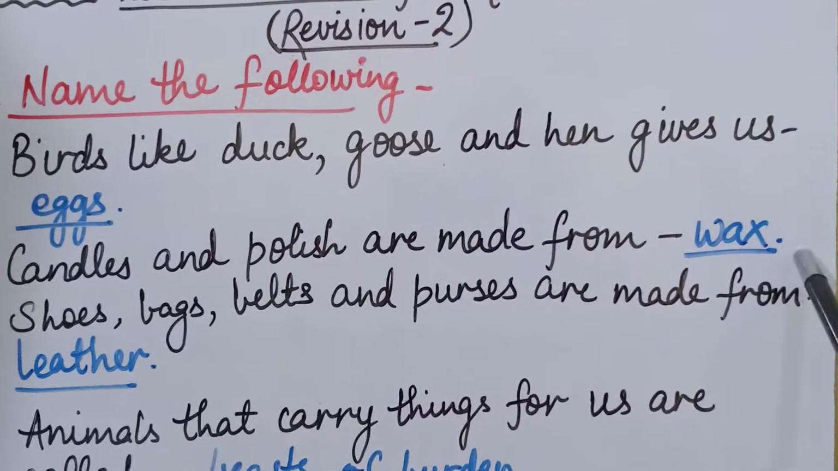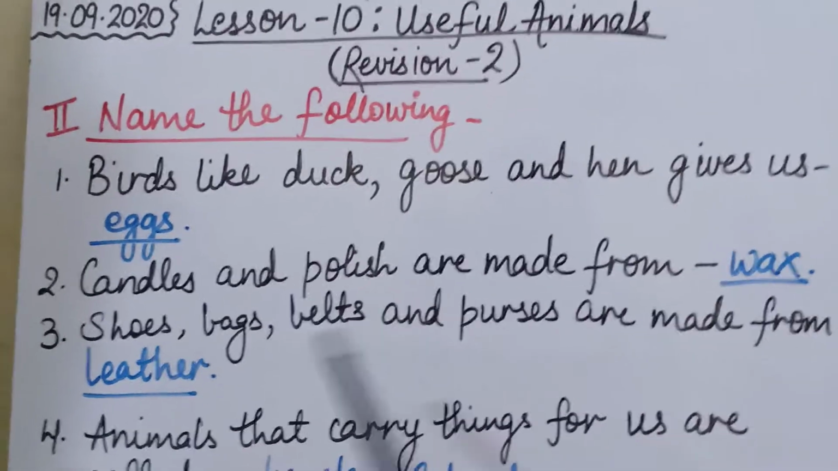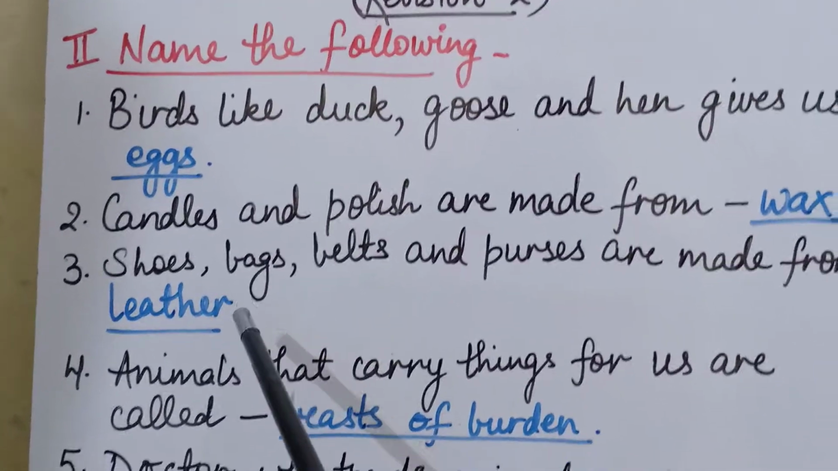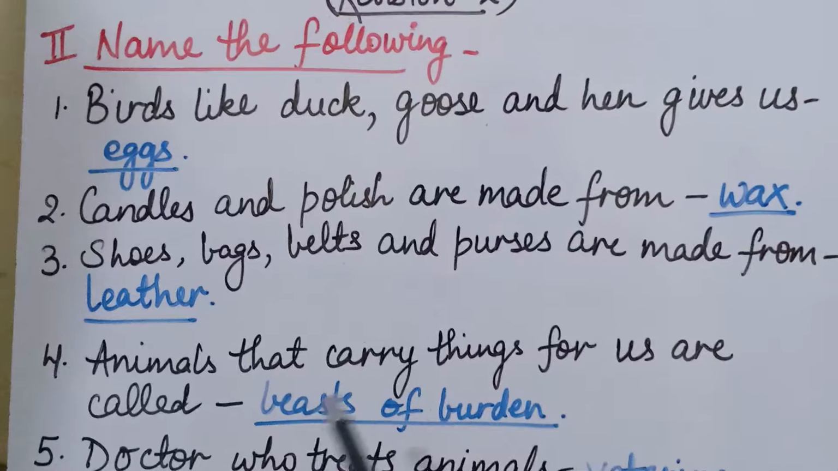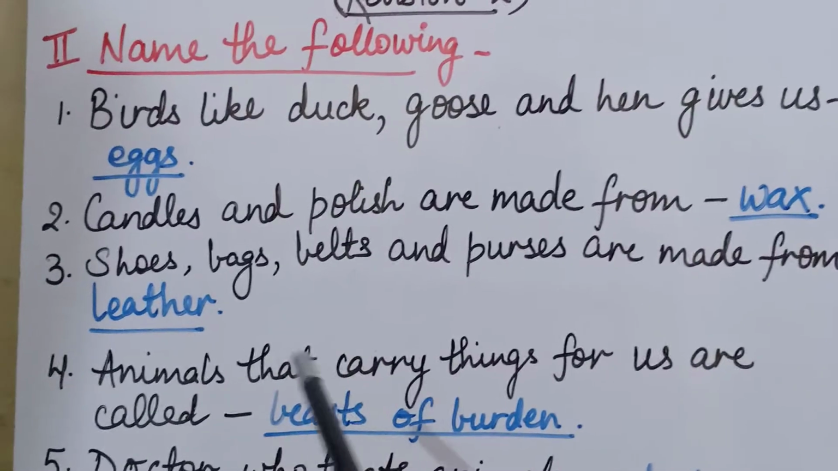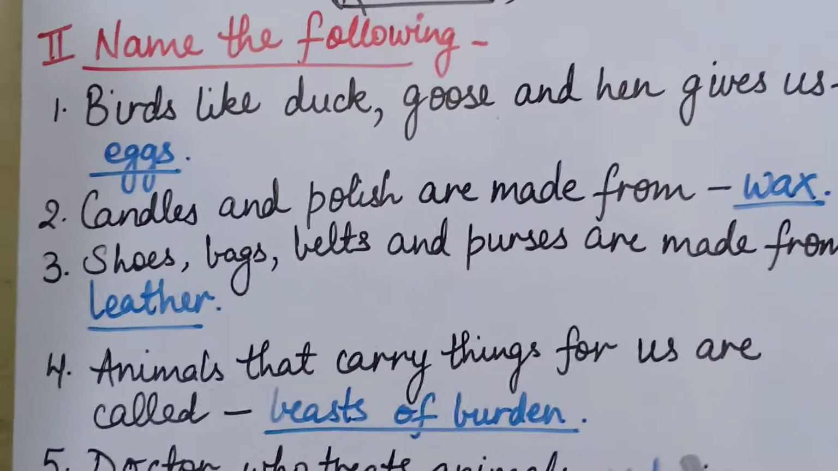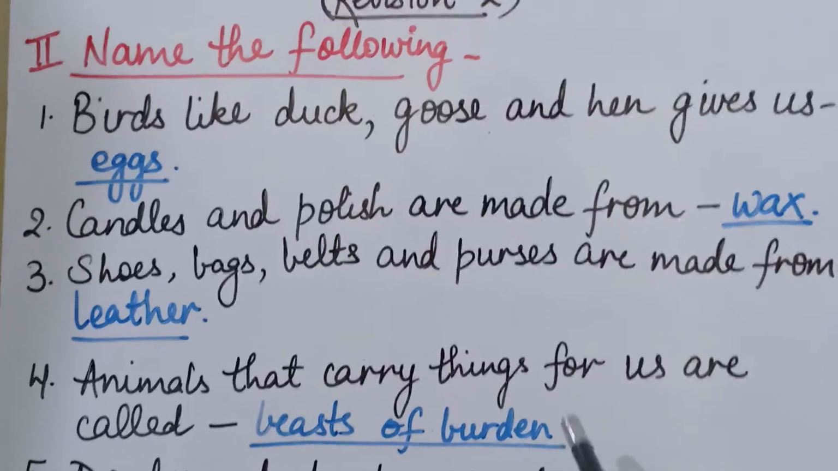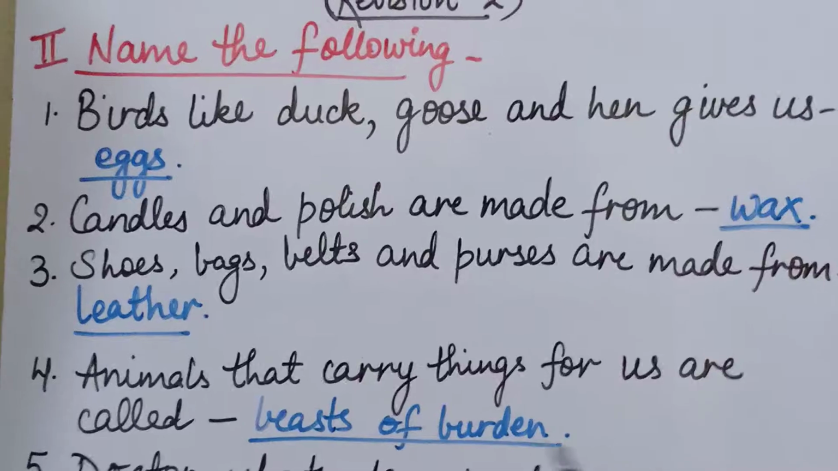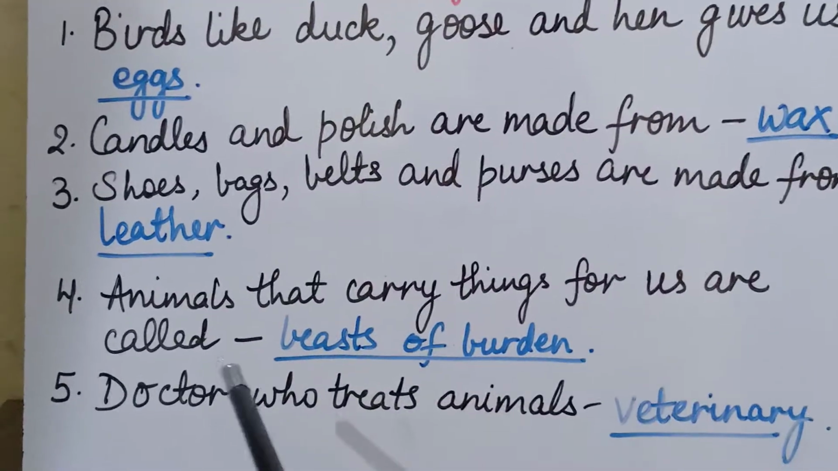Wax, WAX. Shoes, bags, belts and purses are made from. ये सारी चीज़ें किससे बनी होती है? Leather, LEATHER. Fourth one is: animals that carry things for us are called dash. जो एनिमल्स हमारे लिए हमारी चीज़ों को कैरी करते हैं फ्रॉम वन प्लेस टू अनदर, एक जगह से दूसरी जगह, उनको हमने क्या नाम दिया है? बीस्ट्स ऑफ बर्डन. ओके, हमारा बर्डन जो उठाते हैं, जो हमारी चीज़ों को कैरी करके एक जगह से दूसरी जगह ले जाते हैं, उनको क्या बोला गया है?